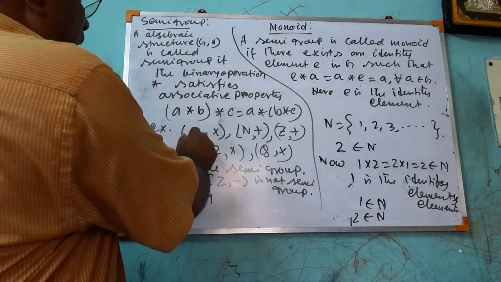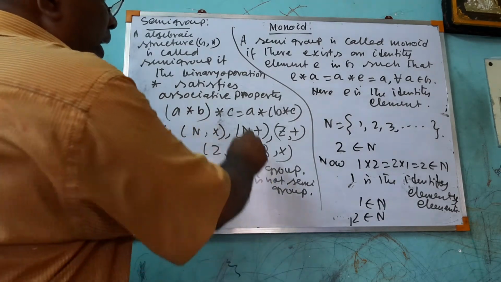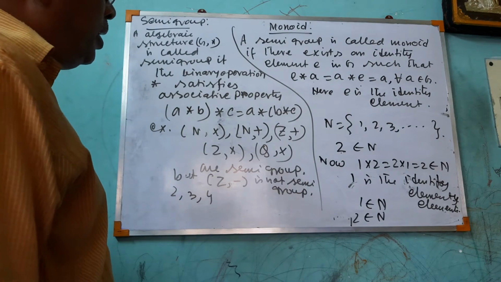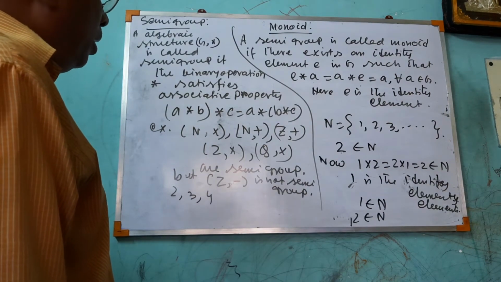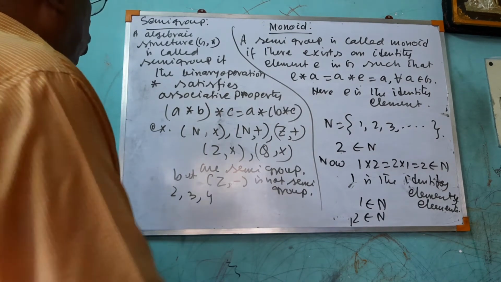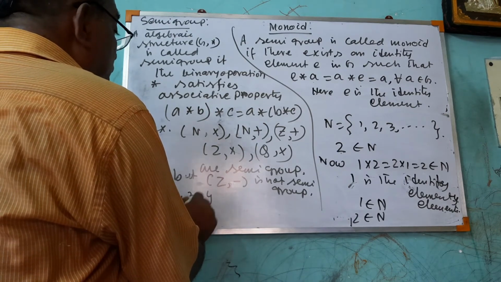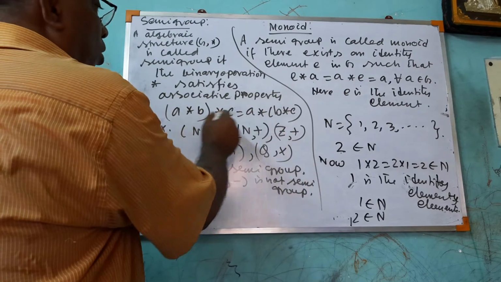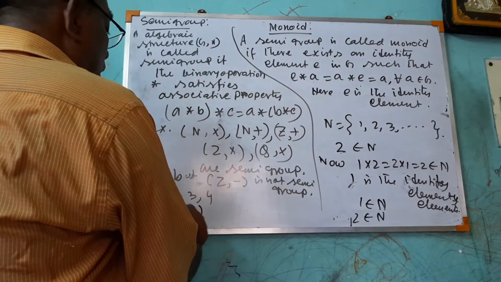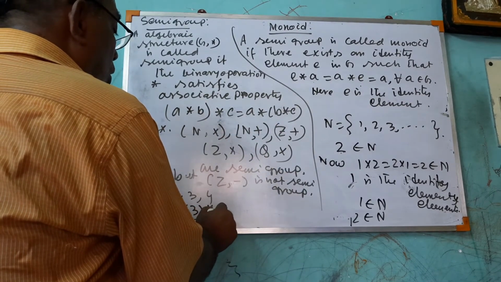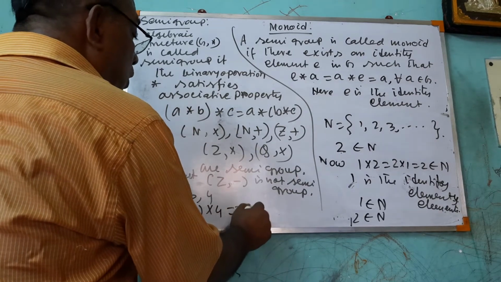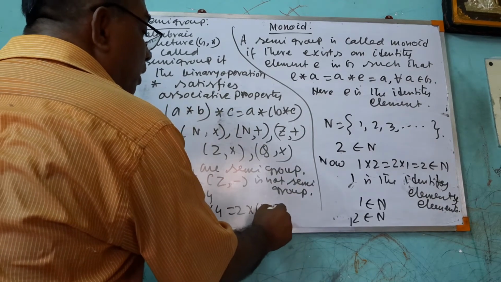Now N cross and N plus are semi-groups. So I am checking N cross first. 2 cross 3, according to this property: 2 cross 3 cross 4 is equal to 2 cross 4 cross 3. Yes, it is true.